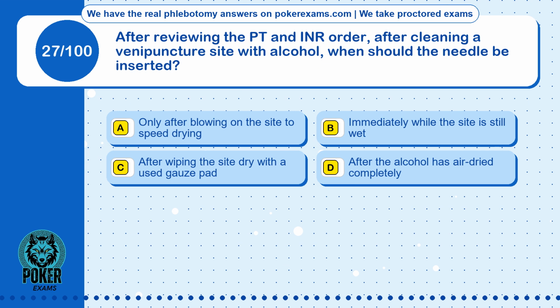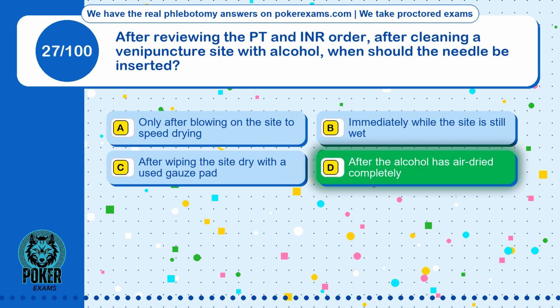Question 27. After reviewing the patient and INR order, after cleaning a venipuncture site with alcohol, when should the needle be inserted? Option A: only after blowing on the site to speed drying. Option B: immediately while the site is still wet. Option C: after wiping the site dry with a used gauze pad. Option D: after the alcohol has air dried completely.